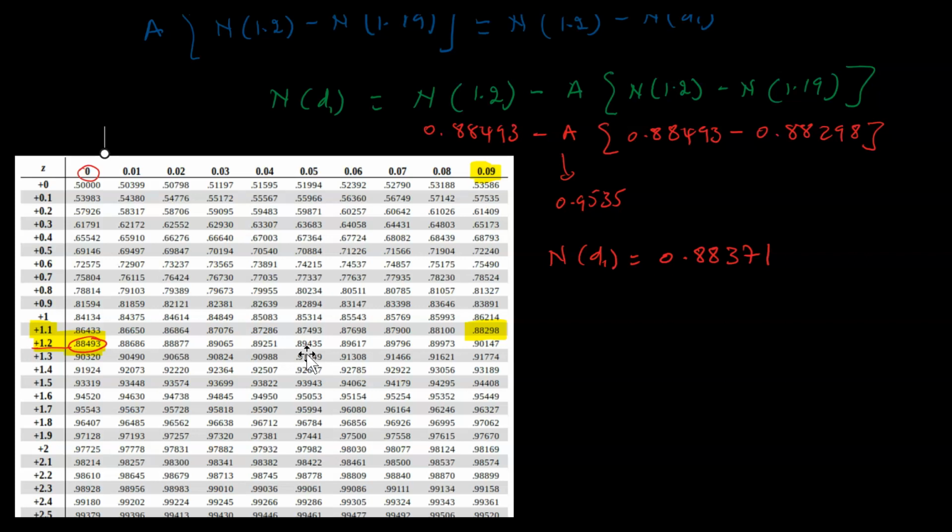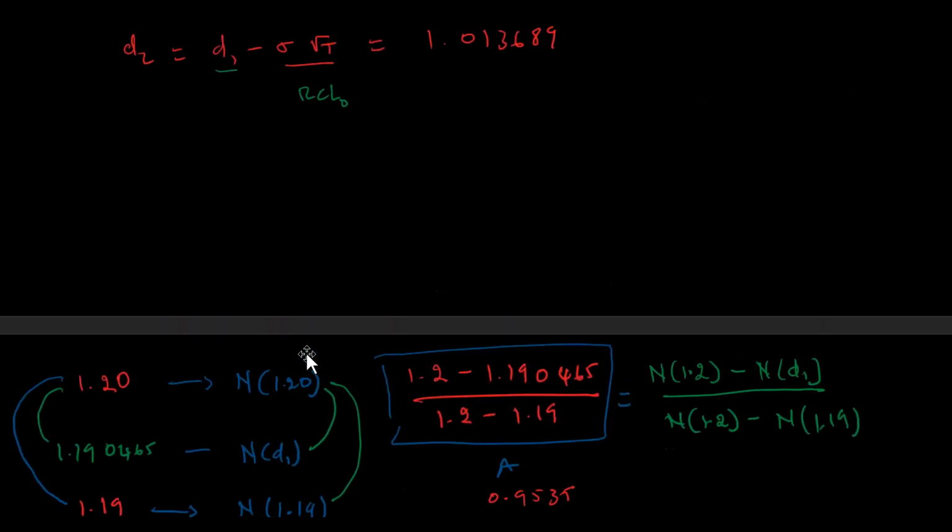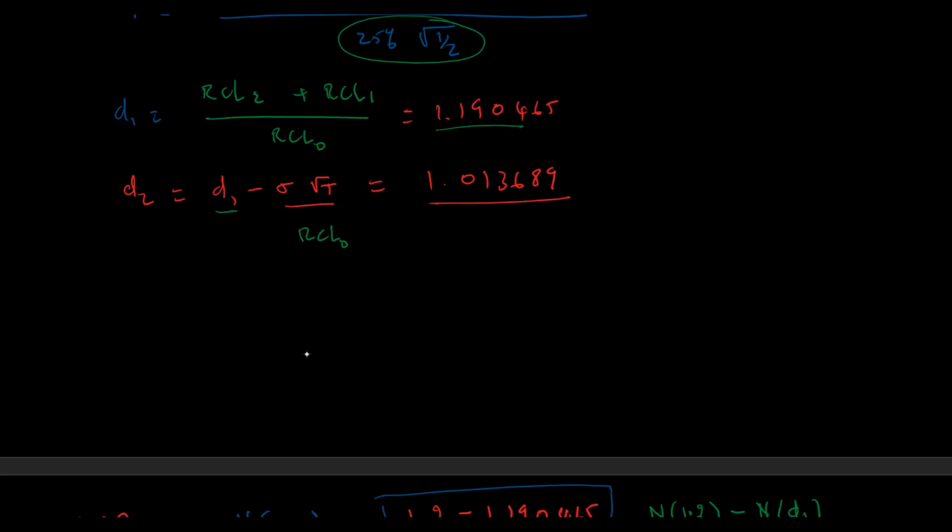We need to do the same thing for ND2. Now remember, to find ND2, we had these values. So how are we going to set up our problem here? Let's do that up here. Now for ND2, we remember that we're going to have 1.013689. Let's round that up. If we round that up, we get 1.1, and if we round that down, we get 1. And so what we're going to have here is N1.1, here we're going to have ND2, and here we're going to have N1.